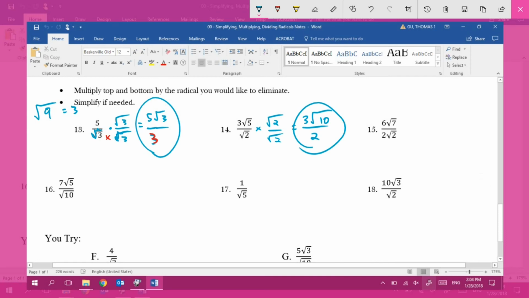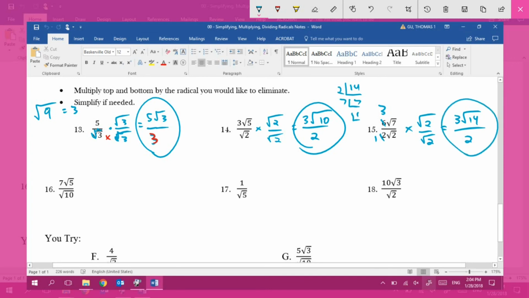On to the next one, number 15. Take a look at this one. First, we're going to simplify what's on the outside. I can divide 6 by 2 and divide 2 by 2, and that would be 3 over 1. So then I don't want my square root of 2 in the bottom, so I'm going to multiply top and bottom by that square root of 2, and that's going to leave me with 3 square roots of 14 over 2. But now there's another step. I have to simplify the radical 14. Is that actually simplified? 2, 7. It's actually simplified. The answer is 3 square roots of 14 over 2.